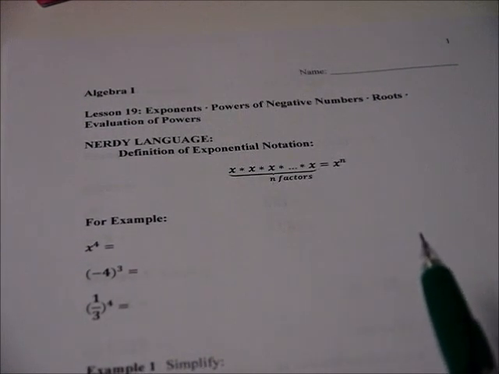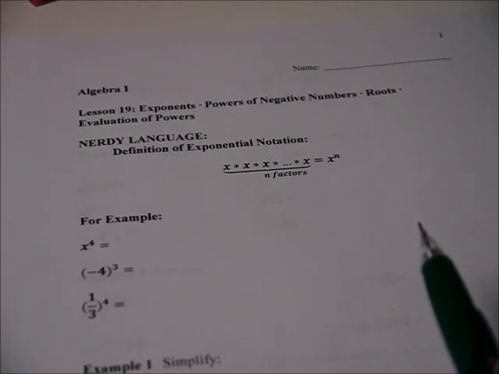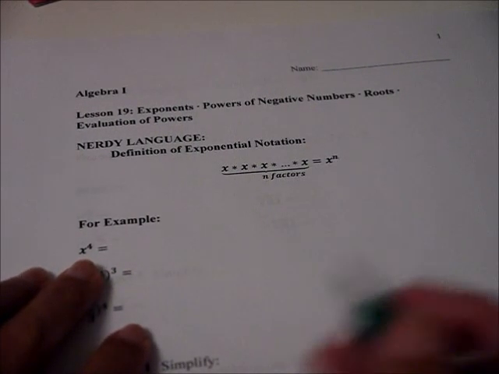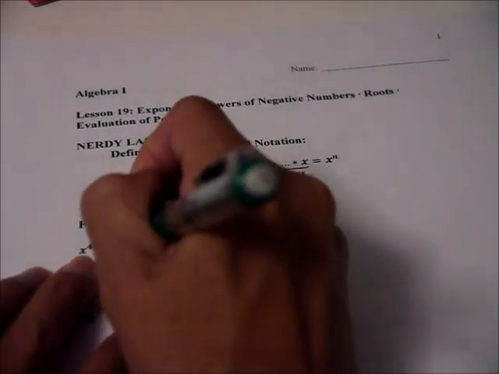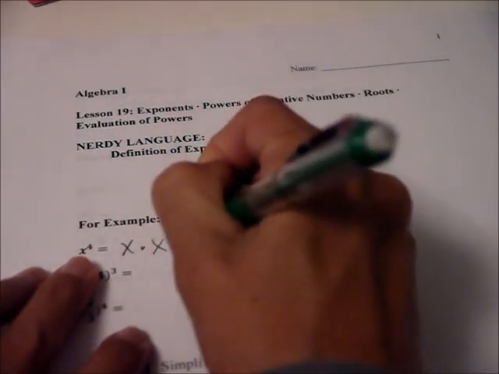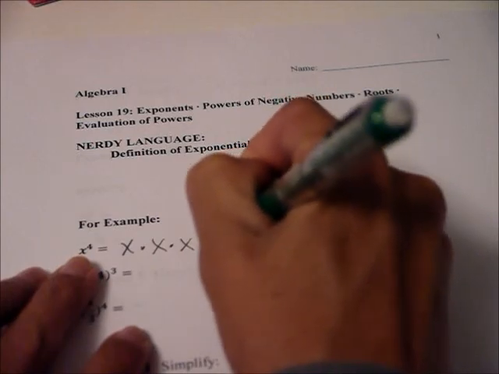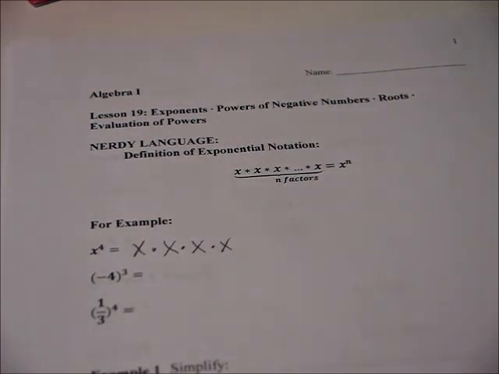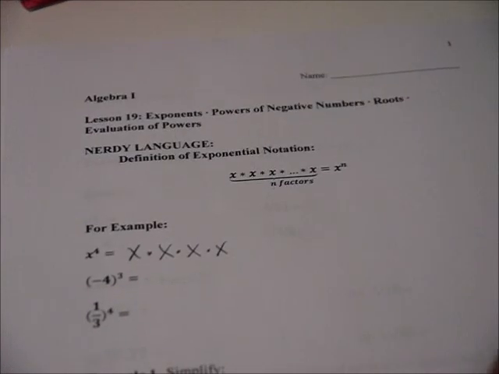Here we have x to the 4th. Now this should be review over the last few years. Hopefully you've dealt with exponents before. So what that means is x times x times x times x, because we have 4 of them. Okay, not too bad. Now let's do a negative.